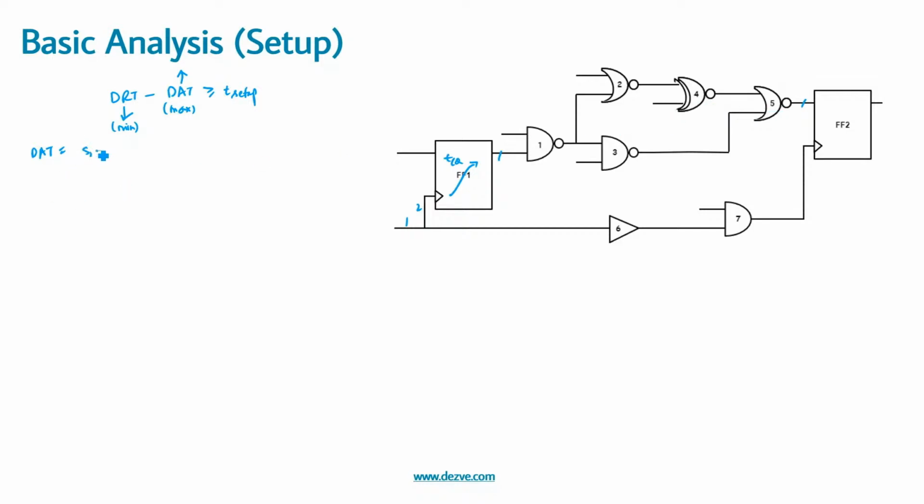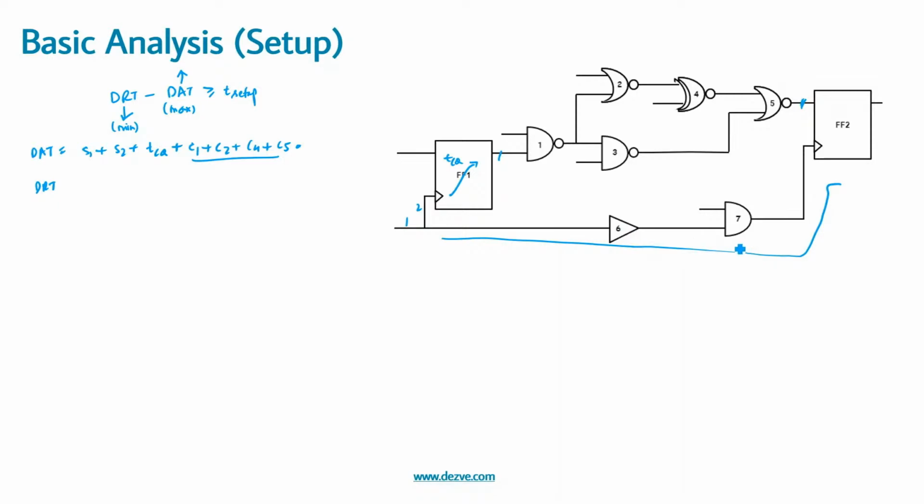So segment 1 delay, segment 2 delay, T clock to Q delay, plus combo 1 delay, plus combo 2 delay, plus combo 4 delay, plus combo 5 delay, correct? And this is the launch data arrival time at this point, correct? The data required time would be now this delay, correct? Now in this case, this is a single path.